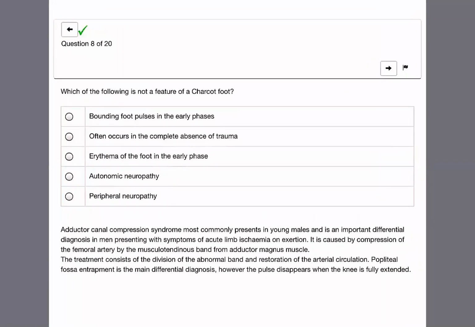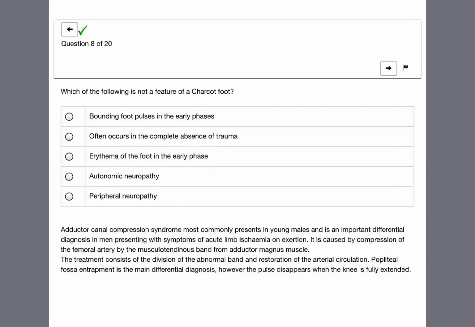Okay. Next question, Dr. Basharat. Which of the following is not a feature of Charcot foot? Bounding foot pulse in the early phase, often occurs in the complete absence of trauma. Erythema of the foot in the early phase, autonomic neuropathy, peripheral neuropathy. I will go for often occurs in the complete absence of trauma.